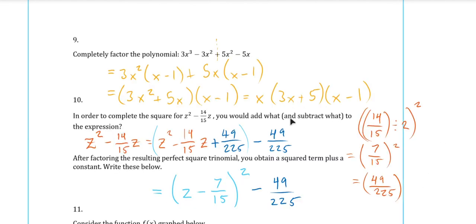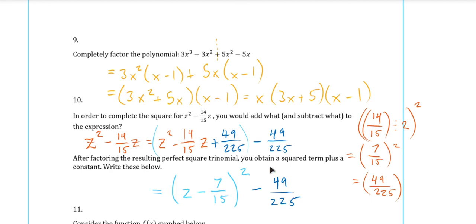Question number 10 asks us about the process of completing the square. I've included this little addendum here to the text from the homework because I don't like the idea that you're just adding something. We're really never doing just one thing in math. We're either doing it on both sides of the equal sign for balance, or we're adding 0 in the form of adding and subtracting something simultaneously.